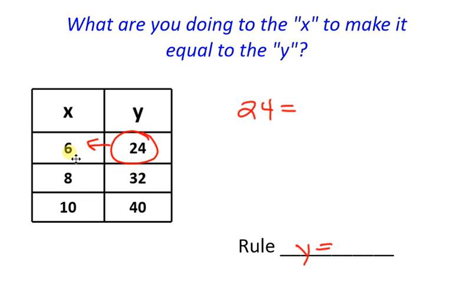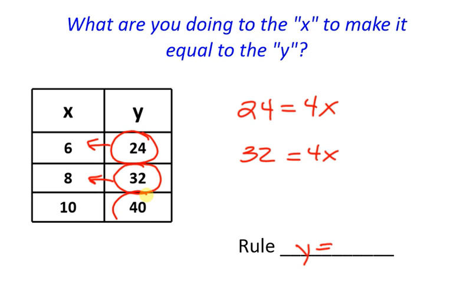So some of you might have said that you can get from 6 to 24 by multiplying 6 times 4. So what you're going to do is write 4x, because that means 4 times x, which is the 6, will give you 24. But let's try this one right here, because it has to work for every line in the function table. Here I have 32 equals. How do I get from 8 to 32? Can I multiply by 4? Yes, because 8 times 4 is 32. So 4x works for that also, 4 times x.